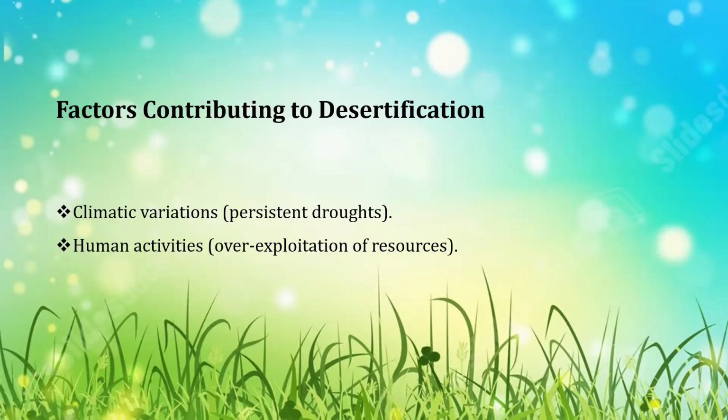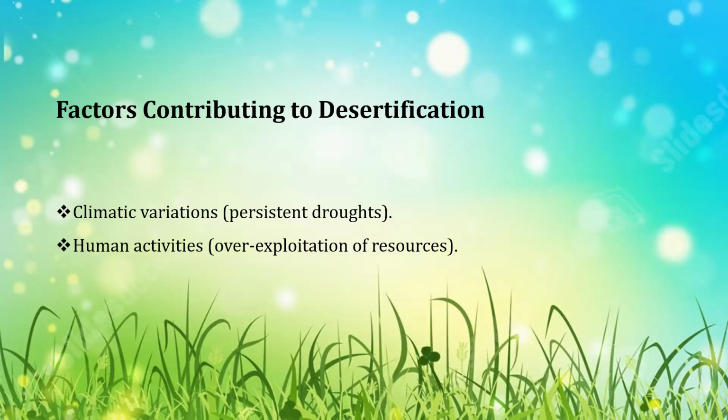Next is factors contributing to desertification. This point outlines two primary drivers of desertification, which is the process by which fertile land becomes desert, typically as a result of drought, deforestation, or inappropriate agriculture. And the main factors are, first, climate variations. Natural shifts in climate patterns can significantly reduce the productivity of land. A prolonged period without sufficient rainfall prevents vegetation from regrowing.